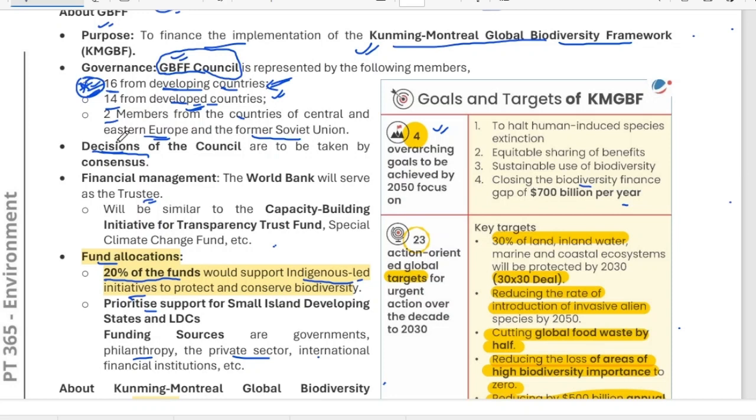Okay, now moving ahead, how will the decision of the council be taken? It will be taken by consensus. So what is the meaning of this consensus? That even if one member does not agree to the use of the fund, then this fund cannot be used. So this will be, I think, a problem going ahead. But now, if they have decided that decisions will be taken with consensus, then it will be okay. Now, how will the financial management be done? Financial management will be done by the World Bank, which will be trustee.